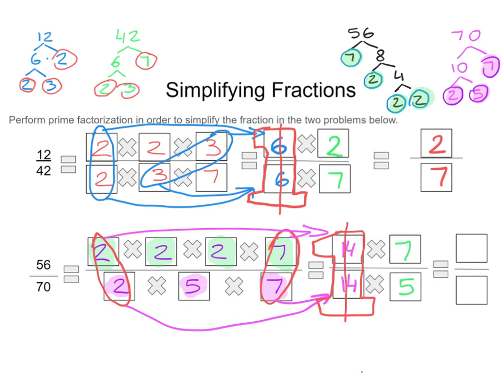So 14 divided by 14 is 1. That's my greatest common factor. And what's left is 7/5. So my answer is going to be 7/5. 7/5 and 56 over 70 are equivalent fractions. Again, they mean the same quantity, but they just look different.